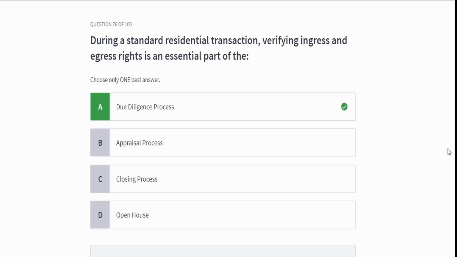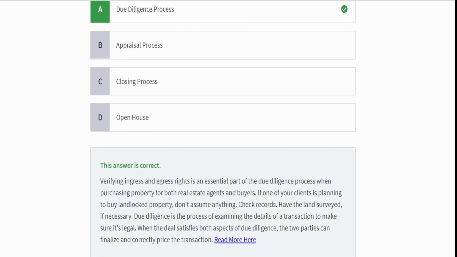They think, oh, it's the closing process, when you close, or maybe it's the job of the appraiser. Maybe it's the appraiser process. No, it is not. It is the due diligence process, which again is either the buyer or the agent or both. And if you are a really good agent, you are going to inform your buyer that if a property is landlocked, they need to figure that out. Don't assume anything. Check your records.